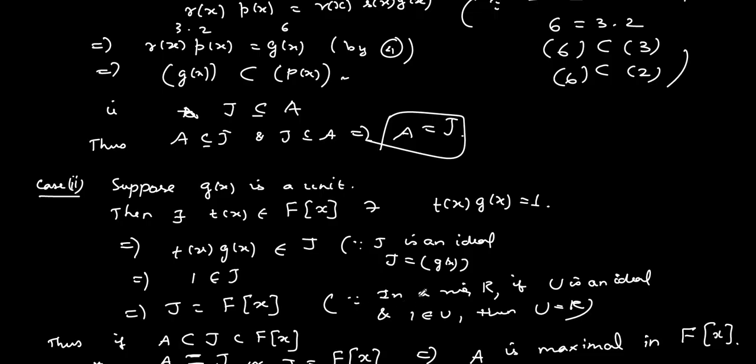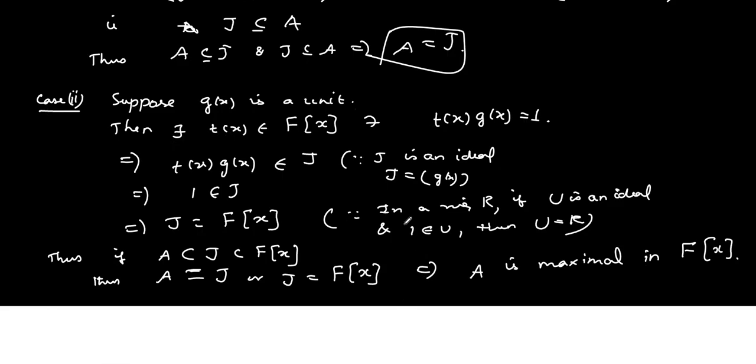So that is again by a problem in chapter 3. You have in a ring R, if U is an ideal and 1 belongs to U, then U must be equal to R. So the same concept is used here. You have your 1 belonging to J, so J must be equal to Fx. In the place of R, you have Fx. In the place of U, you have J. So you have A contained in J contained in Fx, implying A equals J from this part, or you have J equals Fx.